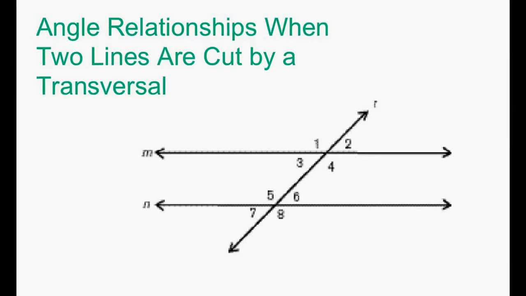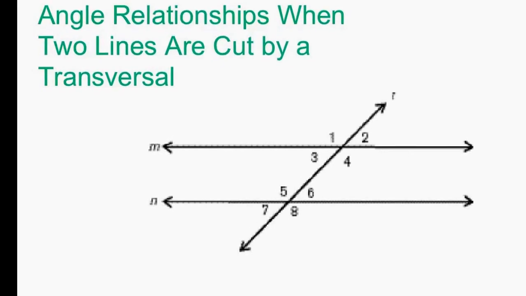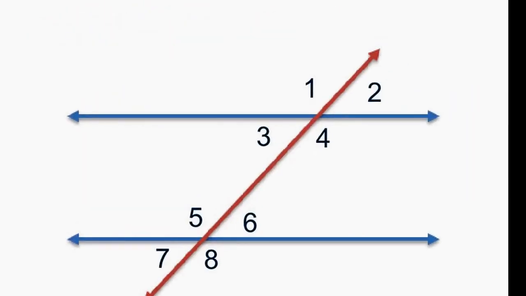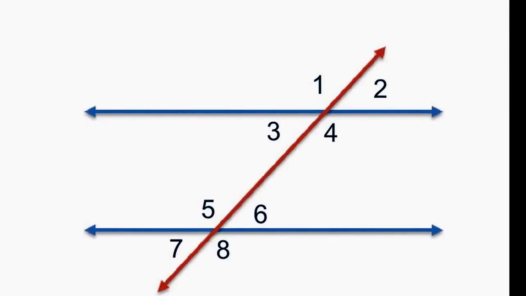Hey guys, Mr. Wigan. Today we're going to look at angle relationships when two lines are cut by a transversal. So when we have two lines, like these two blue lines, and they are cut or intersected by a transversal, the red line, these 8 angles are formed. And these 8 angles have relationships, and we're going to take a look at those relationships here.